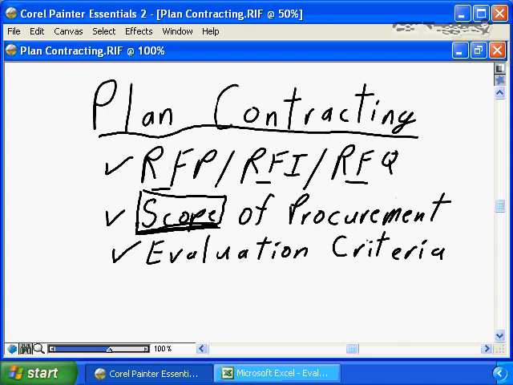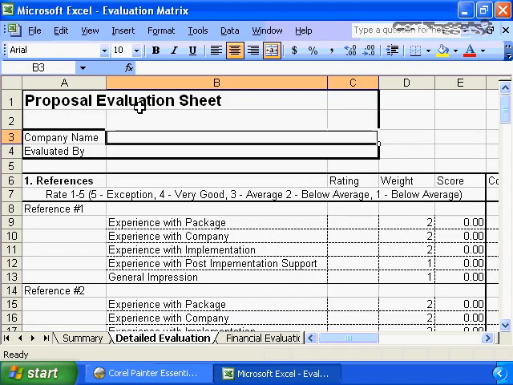This is a proposal evaluation sheet that I prepared for a proposal that I evaluated recently. This proposal evaluation sheet is designed to be completed by each evaluator and for each company that has responded to the procurement process. So the company's name would be entered here, and the person evaluating the response would be entered here. In preparing the evaluation sheet, which I've already done, you need to go through and understand the important criteria that's being used to evaluate each response.